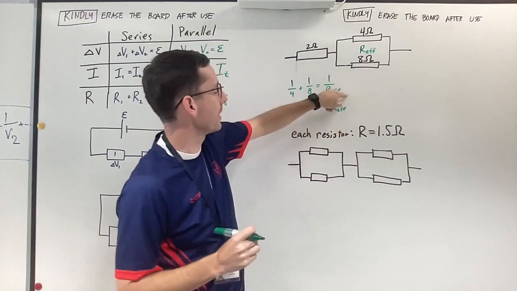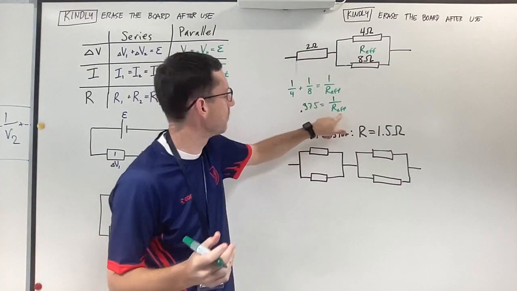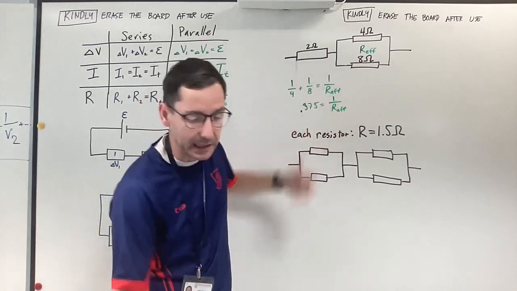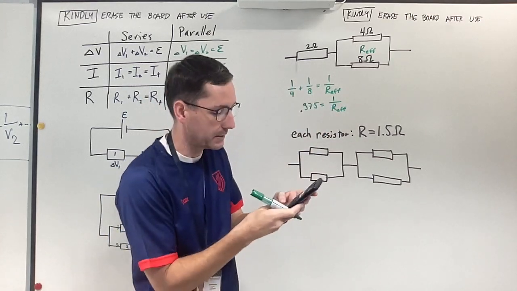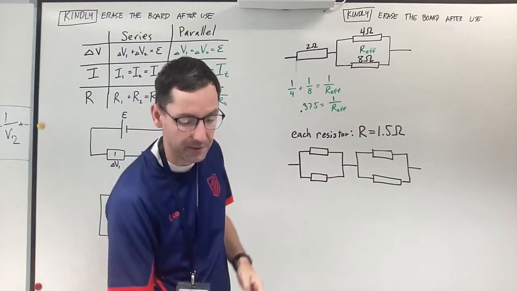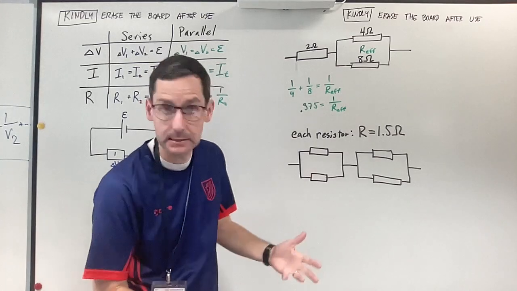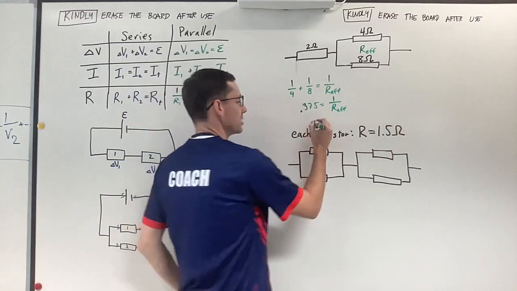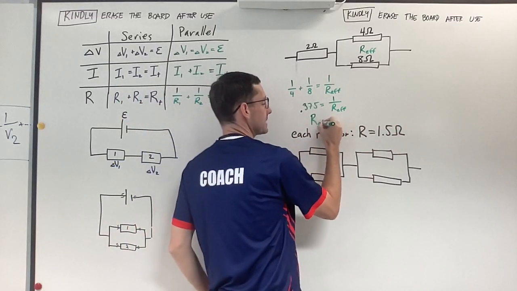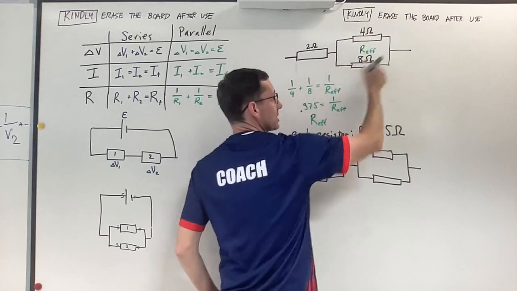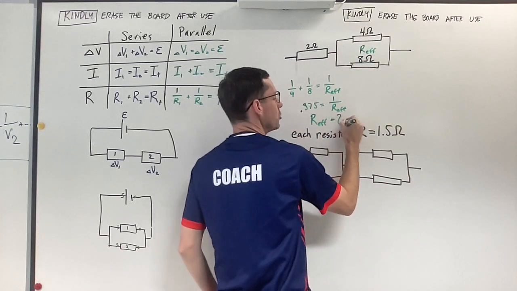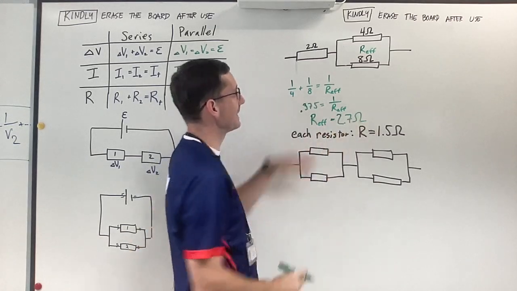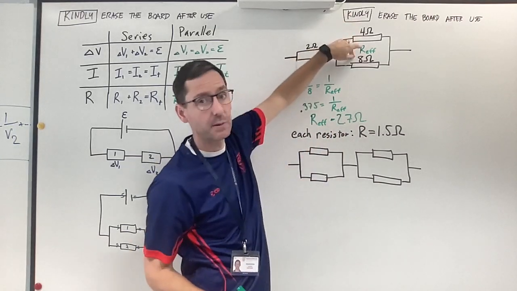So we're going to bring the, if that makes sense. If not, then multiply by R effective and then divide by the 0.375. In essence, eventually you're just going to go 1 divided by the 0.375, and we get 2.666666666. So I'm going to go ahead and just write it to 2 sig figs for now. And so I'm going to say my effective resistance of the parallel piece, so just these two together, is equal to 2.7 ohms.